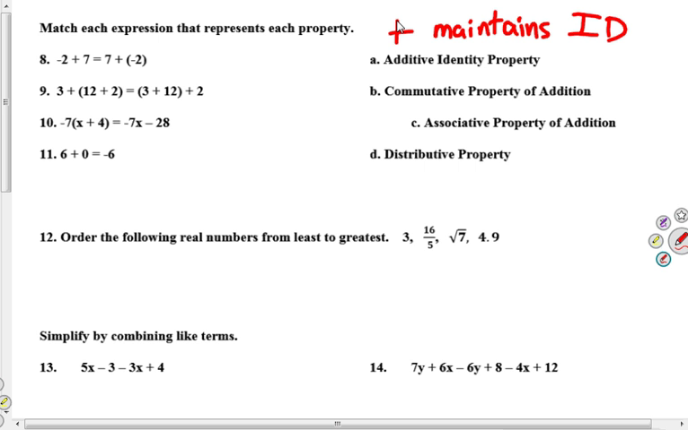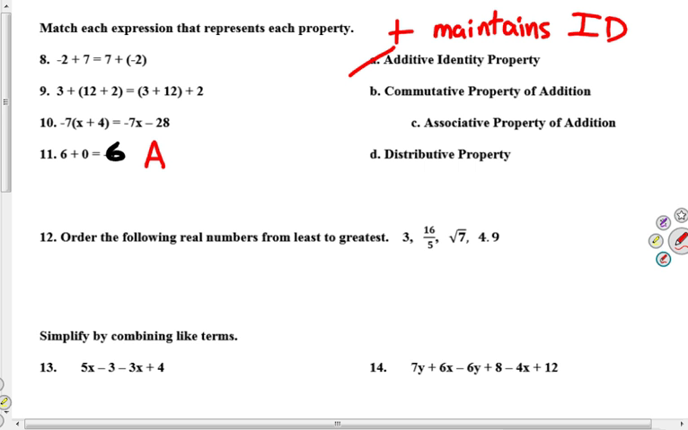So I think number 11 matches A, but remember yesterday in class, we changed this. This was a typo. This should say 6 plus 0 equals what? 6, not negative 6. That's a typo. So that goes with A, additive identity. We add, and it keeps its identity. 6 plus nothing equals 6. So number 11 is A.